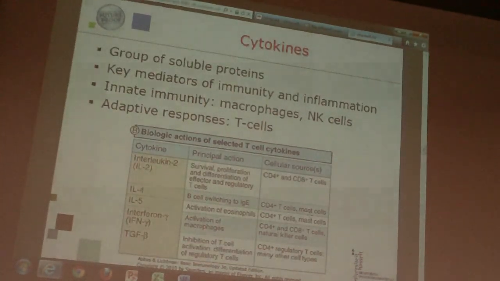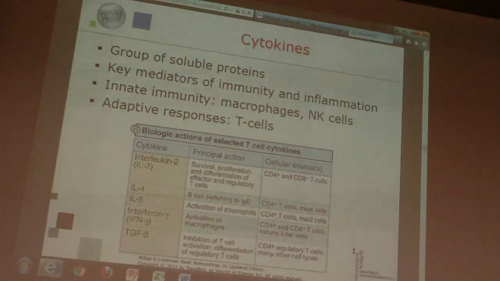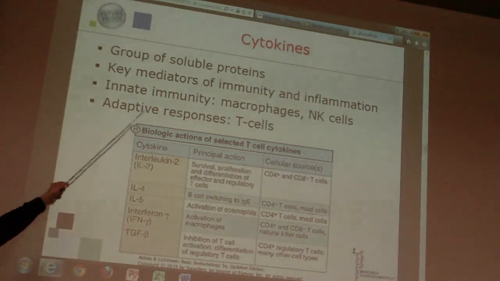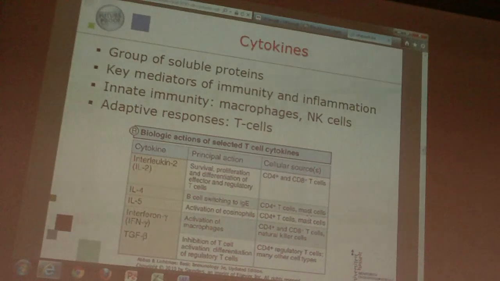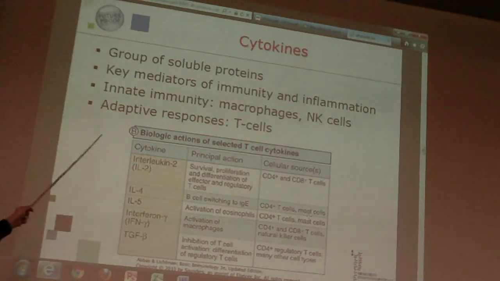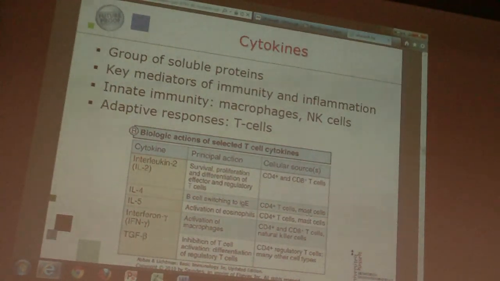Cytokines. So probably you know what cytokines are, but just like a repetition. It's a group of soluble proteins. They are the key mediators of immunity and inflammation. A lot of macrophages and NK cells produce a lot of cytokines, and in the adaptive response it is mainly the T cells that produce a lot of cytokines. Okay, B cells can also do it, but it's mainly T cells.